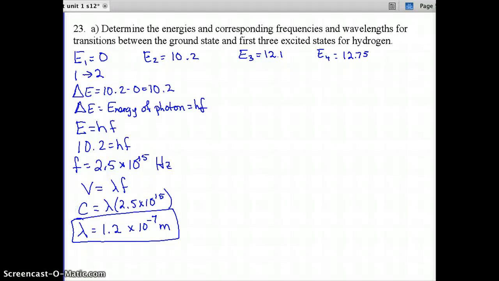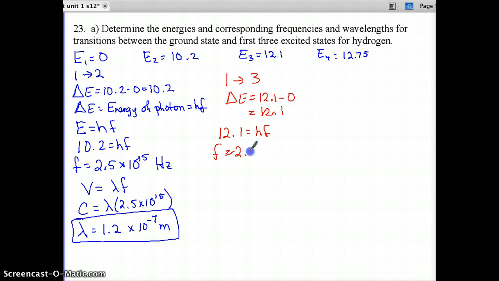So now I'm going to do the same process for the transition from level 1 to level 3. I can say that the change in energy is equal to 12.1 minus 0, which is 12.1. And I can set that equal to hf. And this time I get the frequency of 2.9 times 10 to the 15. And then I do v equals lambda f. My speed again is the speed of light.